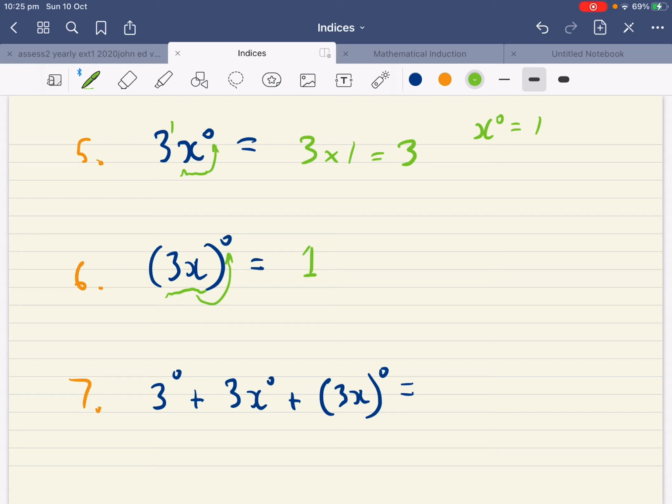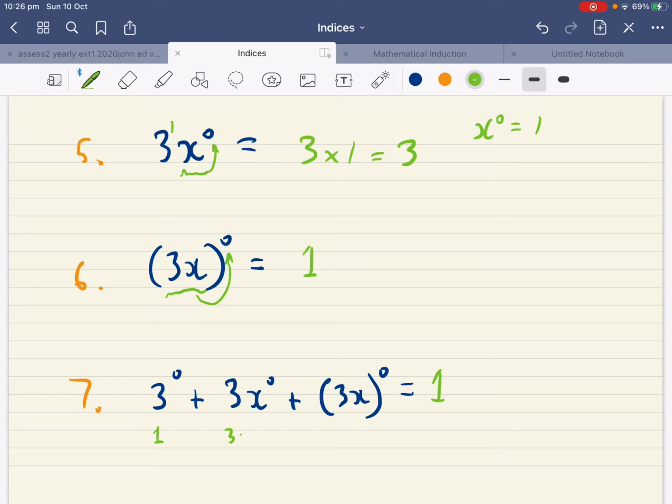All right, the final question is actually just technically like 3 mini questions combined. 3 to the 0, right? That just becomes a 1, right? What about 3x to the 0? What's been taken to the power of 0? It's just the x. So just the x becomes a 1.